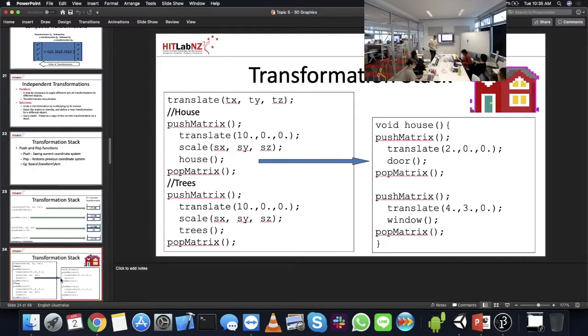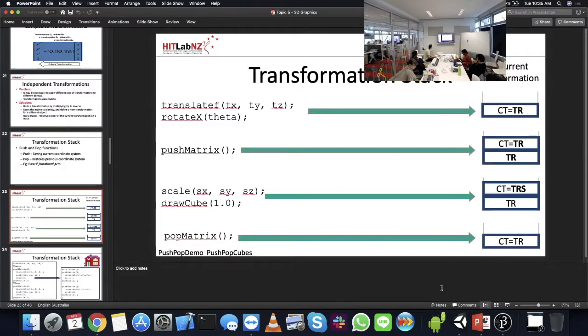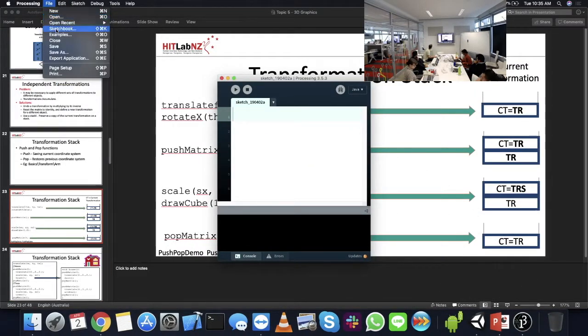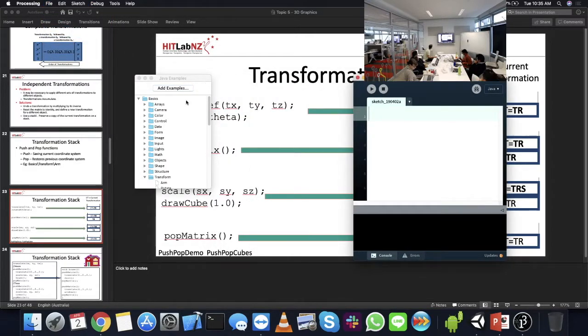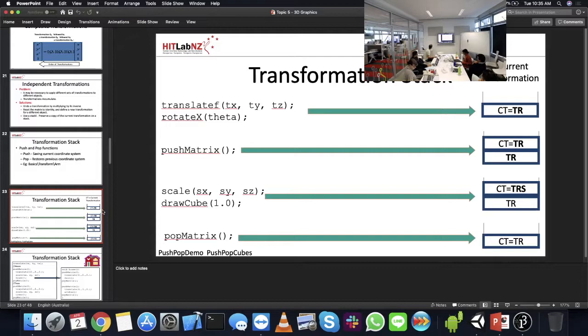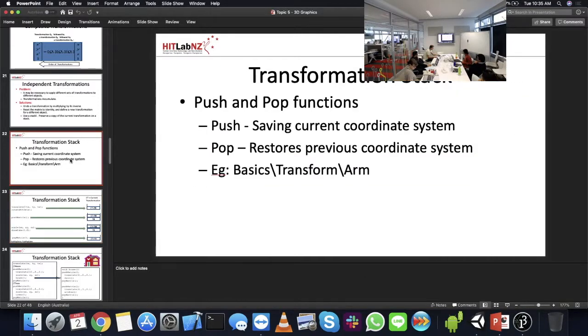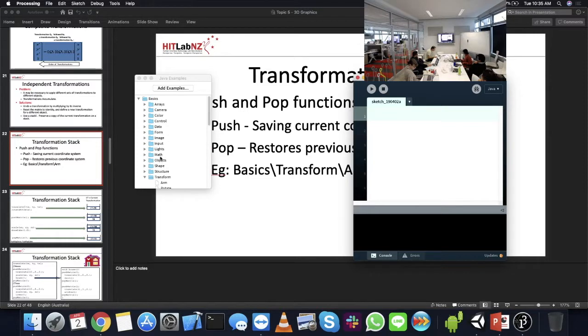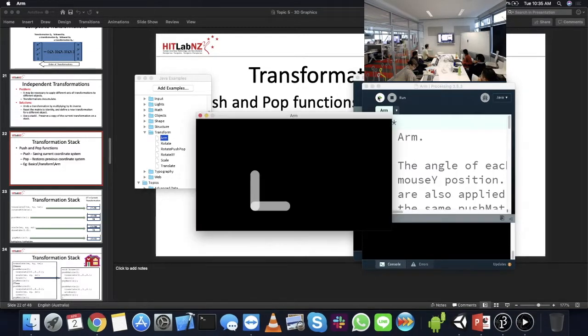It's one of these things which is a little bit challenging to try and explain. There are some Processing demos that hopefully may make things slightly clearer. Basics, transform. This one is quite a neat little example that shows a little arm. As I move the mouse left to right, it rotates one joint of the arm, the shoulder, and as I move it up and down, it rotates the other one, so I can make it say hello.